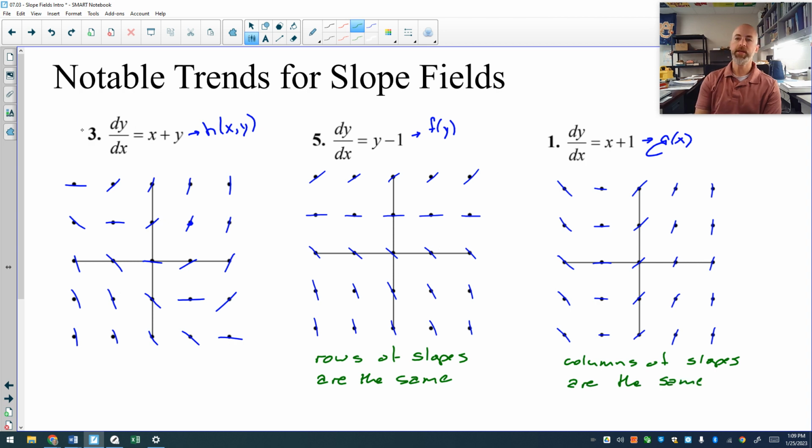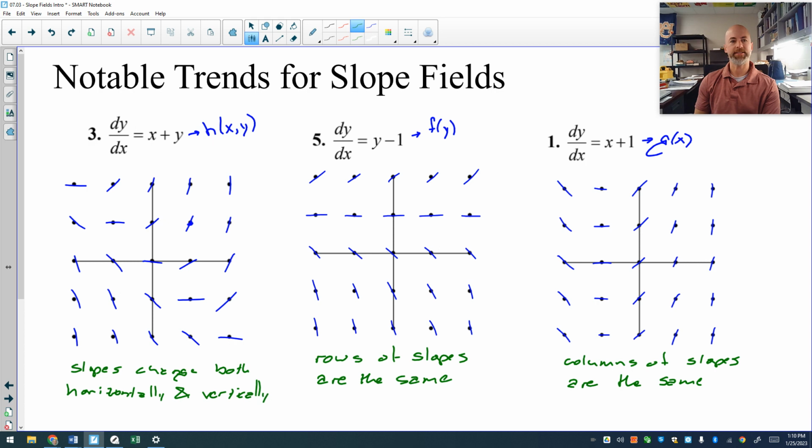And lastly, if your differential equation is a function of x and y, you will notice that as you move left and right and as you move up and down, the slopes change. We don't have those nice patterns, and those tend to be a little bit more difficult to sketch. My pen disappeared. There he is. So in these problems where your differential equation is a function of x and y, slopes change both horizontally and vertically. That's kind of a weird way of saying that, but as you move left and right and as you move up and down.